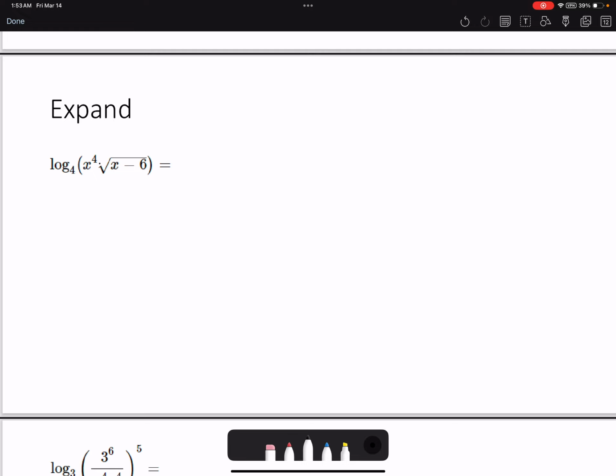So I'm going to add in a little multiplication sign right there because we have x to the 4th times the square root of x minus 6. So the first thing I'm going to do is I'm going to say log base 4 of x to the 4th plus log base 4 of the square root of x minus 6. And that's the first way that you can start expanding this. I'm going to move this 4 down in front. So we have 4 log base 4 of x.